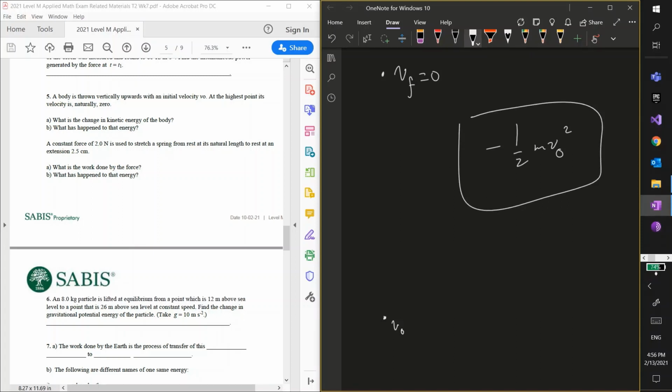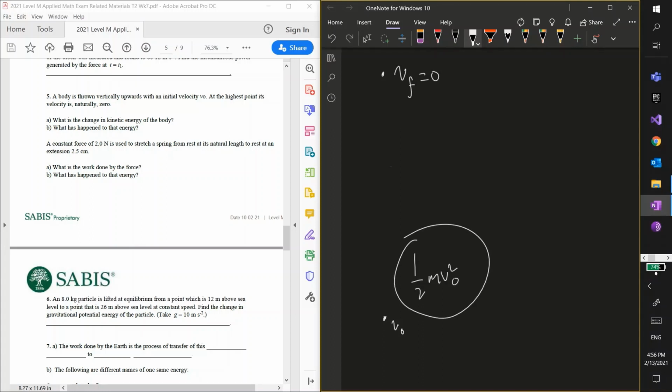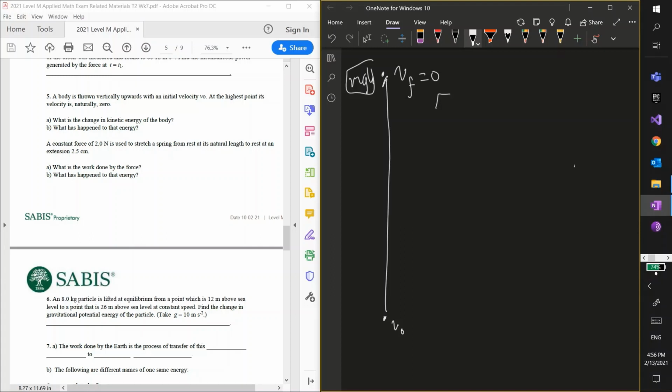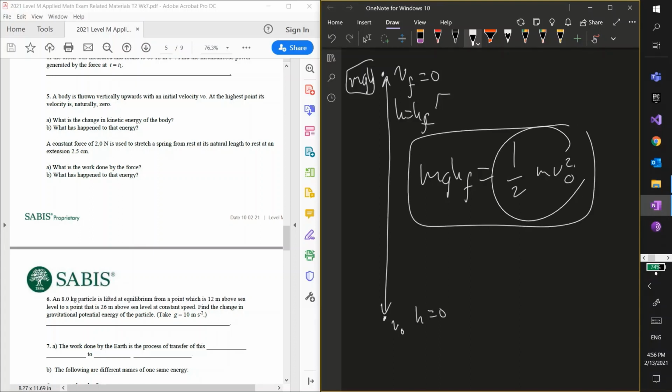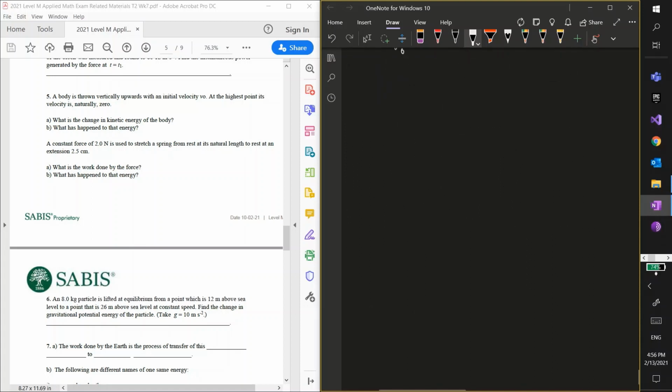Now, part B, what happened to that energy? The energy from here to here, the magnitude of your kinetic energy, without the negative sign, gets transferred to mgh. It becomes potential energy, because here you gain the height. Here your height was 0. Now here your height is, let's say, h1, or h final. So mgh final is the same thing as half mv squared. Your kinetic energy gets transferred to potential energy at the very top. Let's go to the next one.